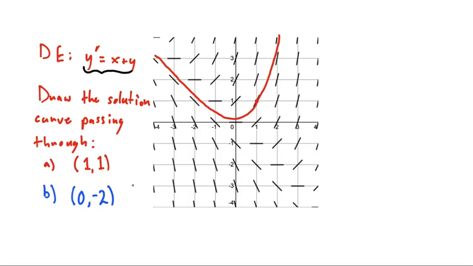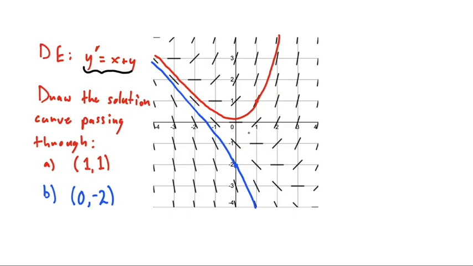Let's try another example. Let's try sketching the solution curve that passes through the point (0, negative 2). Here's the point (0, negative 2), and once again, we follow the direction that these line segments point us in. The curve would look something like this. These two curves are two specific solutions to the differential equation. We could visualize any specific solution passing through any point that we want using this slope field.